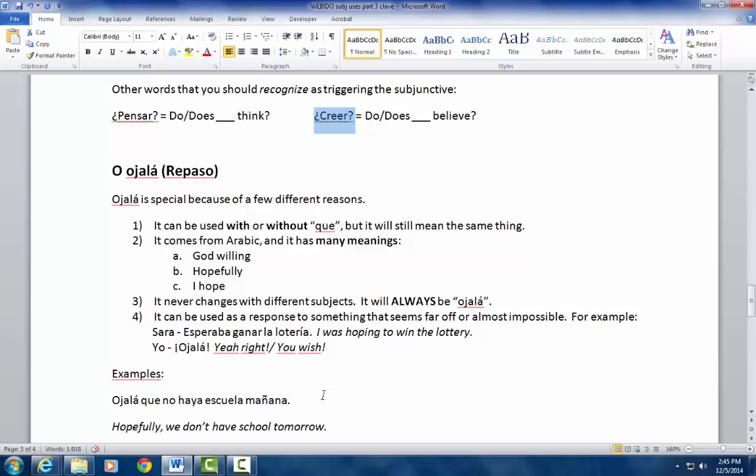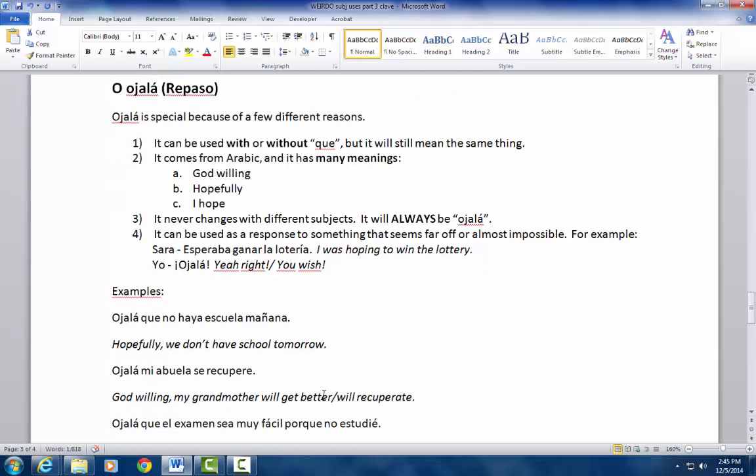And the O from WEIRDO is ojalá. I love this one. It's very, very easy. Ojalá is special because, number one, it can be used with or without a K, and it still has the same meaning. Two, it comes from the language of Arabic. It has many meanings. It could be God willing, hopefully, or I hope. Number three, it never changes with different subjects. It will just always be ojalá.